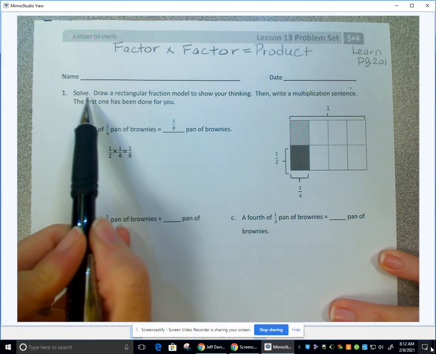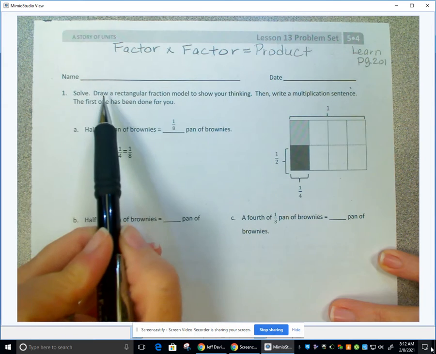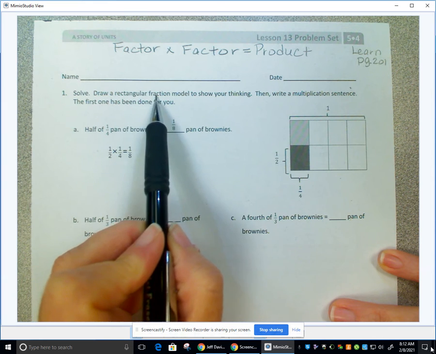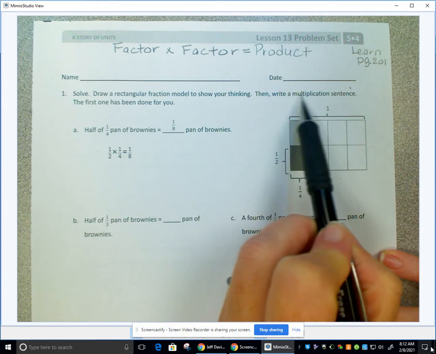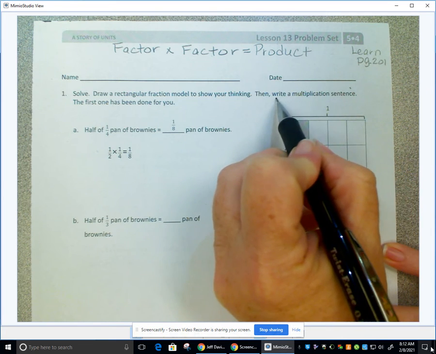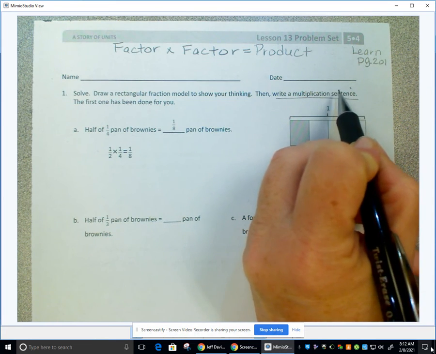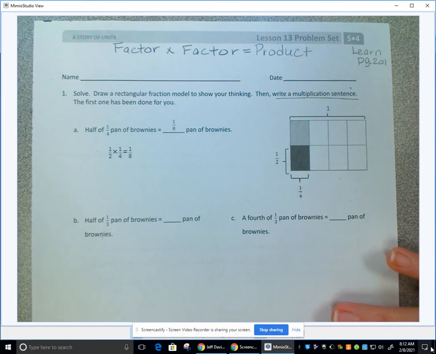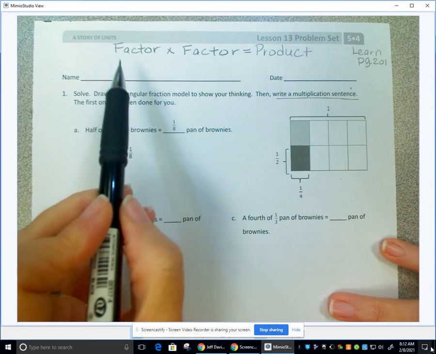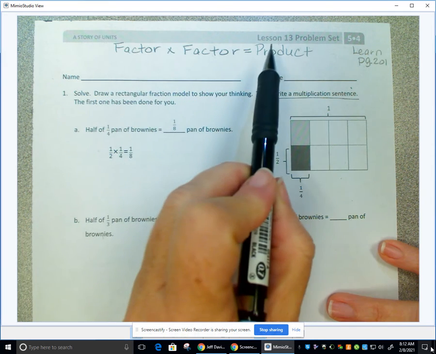Today it says we're going to solve. It says draw a rectangular fraction model to show your thinking. Then write a multiplication sentence, which will just be the answer. The first one has been done for you. Now, let's talk just a minute about this phrase that I have at the top.